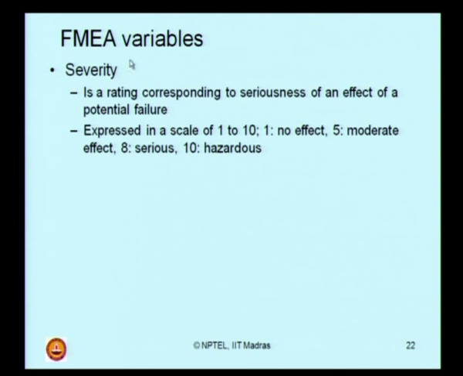Now let us talk about what are FMEA variables. Severity is one variable, it is actually a rating corresponding to the seriousness of an effect of a potential failure. So I express this severity as a number on a scale of 1 to 10, on a 10-point scale basically. If I give a number 1 to any severity, I say it has no effect on the system at all. If I give a number 10 to any severity, then I should say it is very hazardous for that system.